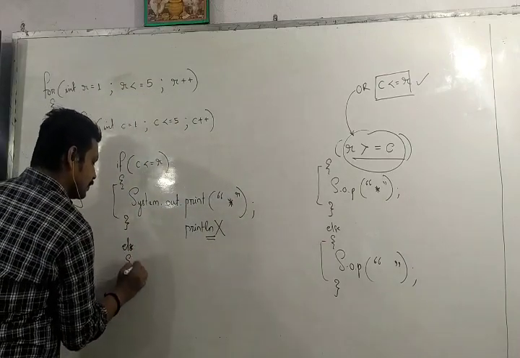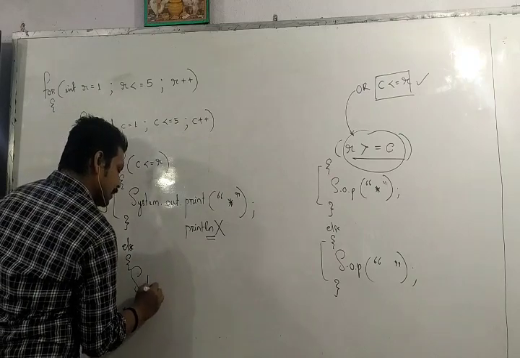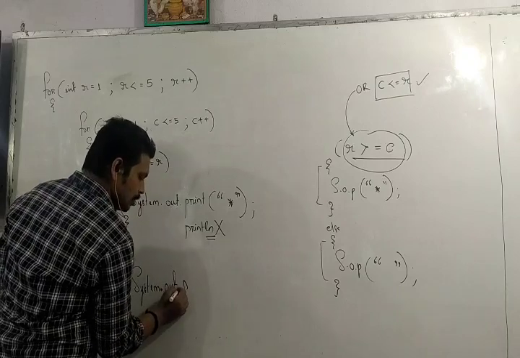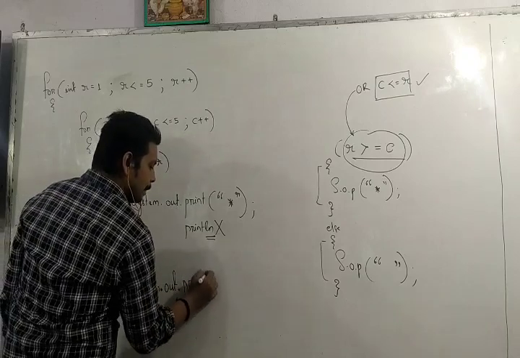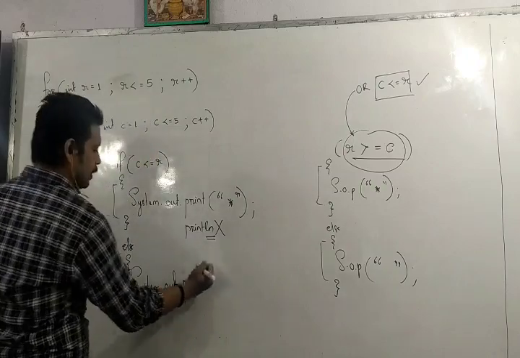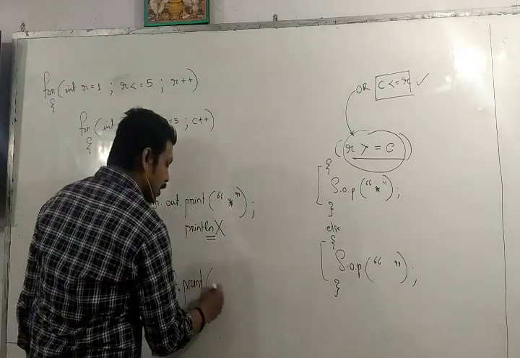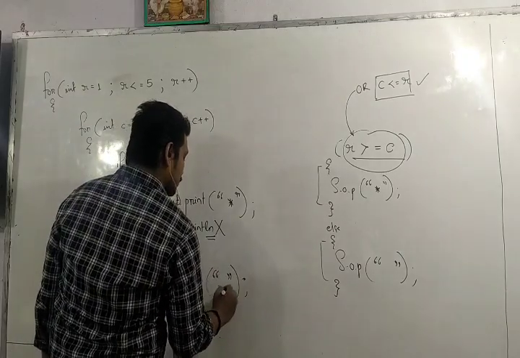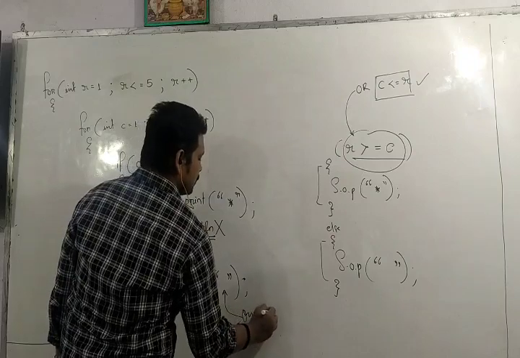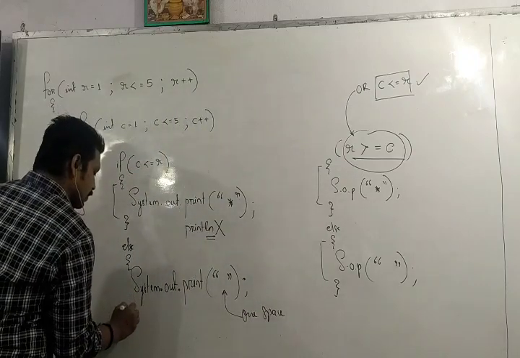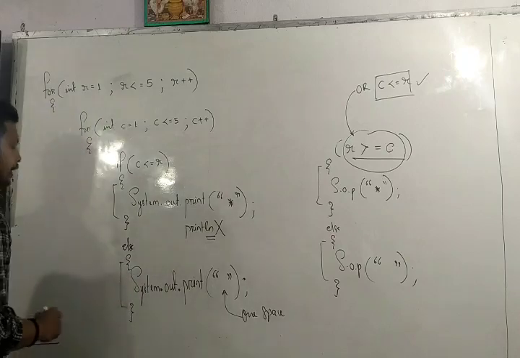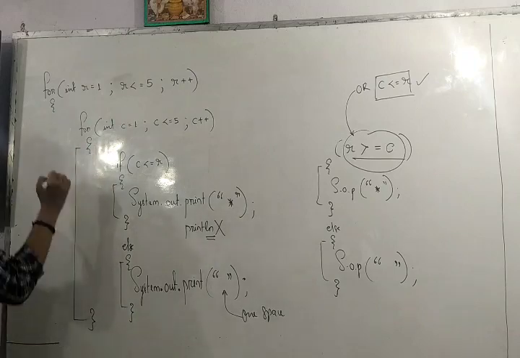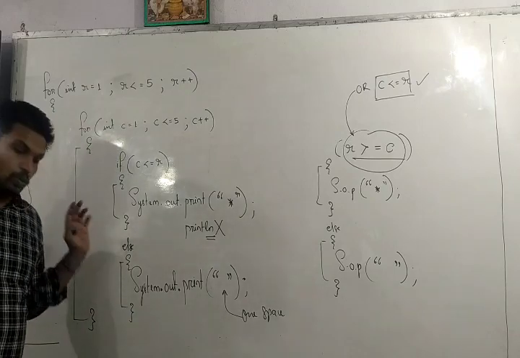Else, let me write System.out.print. No, only print, not println. System.out.print, one space. Okay, one space. What is this? This is one space. Then close the what? Close the block of inner for loop.